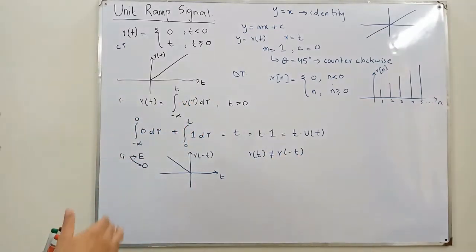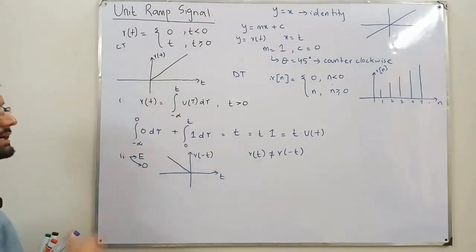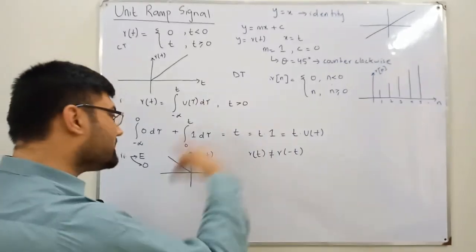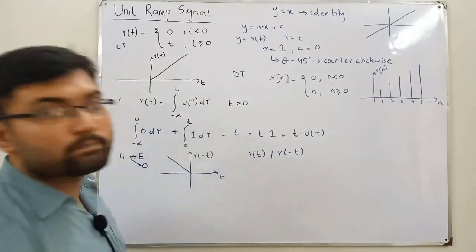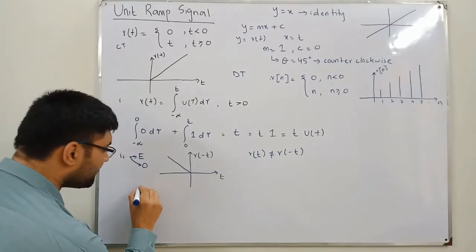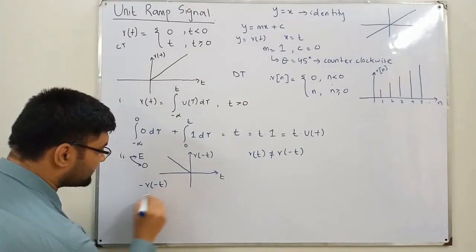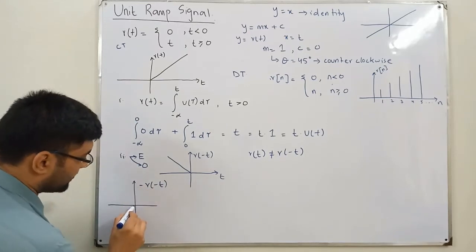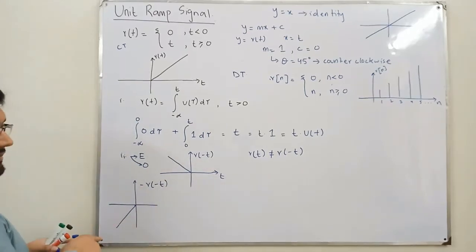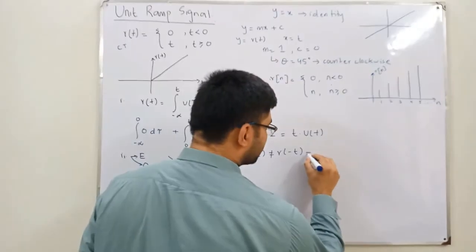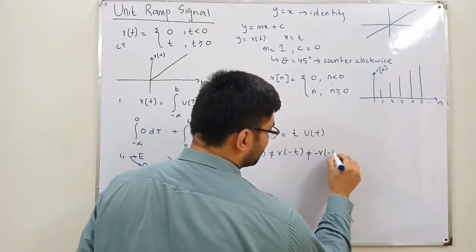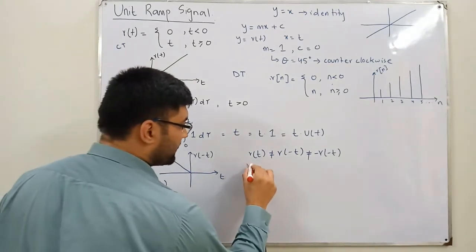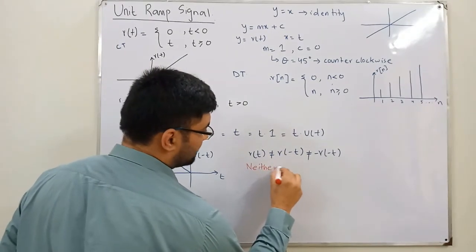And similarly for an odd signal, now you take the minus of R of minus t, which means you reverse the amplitude, and that means you take the mirror image about the x-axis. So if you have minus R of minus t, this would now lie in the third quadrant, and this is the case. So have a look, this is not equal to R of t as well, which means that this signal is neither even nor odd.